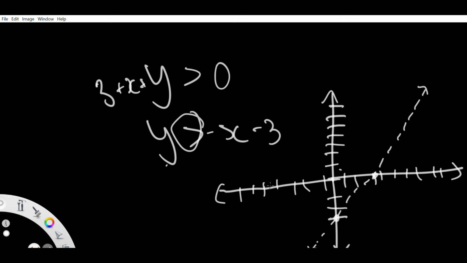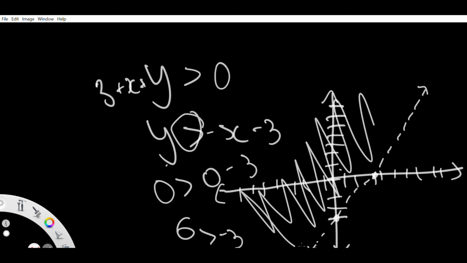Next, you need to shade the area which it covers. The best way to check whether to shade this area or that area is to first solve for 0, 0 and see if it works. So 0 greater than 0 minus 3, 0 greater than negative 3, which works. Which basically means that 0, 0 is inside this range. Thus, you can now shade it in.